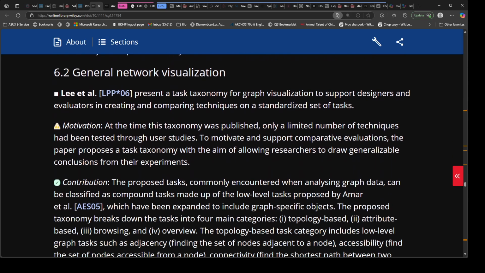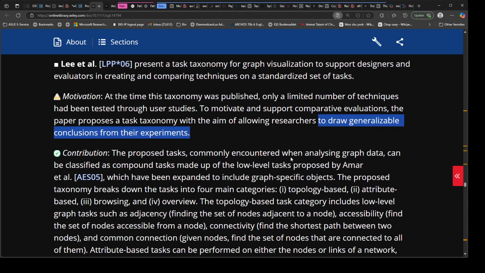6.2 General Network Visualization. Lee et al., [LPP06], present a task taxonomy for graph visualization to support designers and evaluators in creating and comparing techniques on a standardized set of tasks. Motivation. At the time this taxonomy was published, only a limited number of techniques had been tested through user studies. To motivate and support comparative evaluations, the paper proposes a task taxonomy with the aim of allowing researchers to draw generalizable conclusions from their experiments.